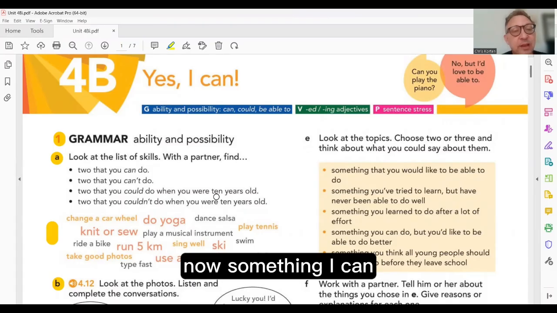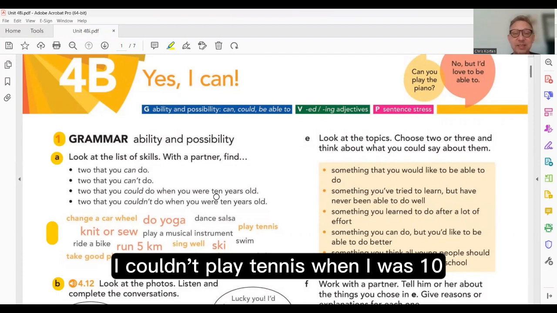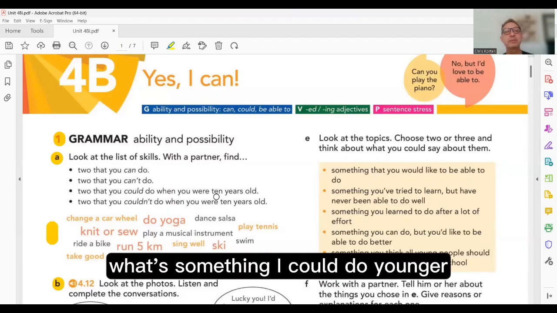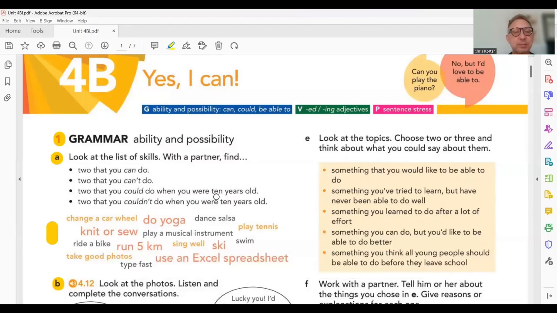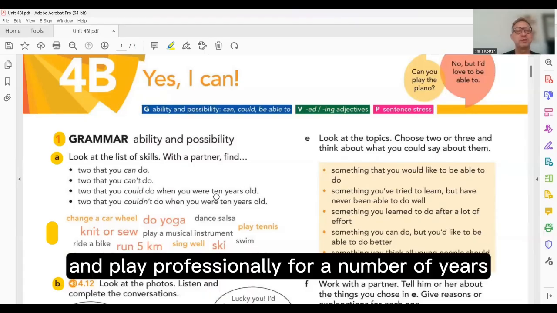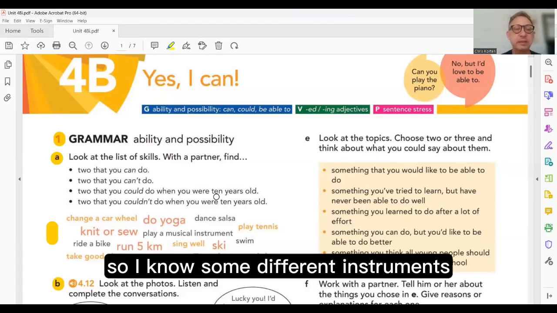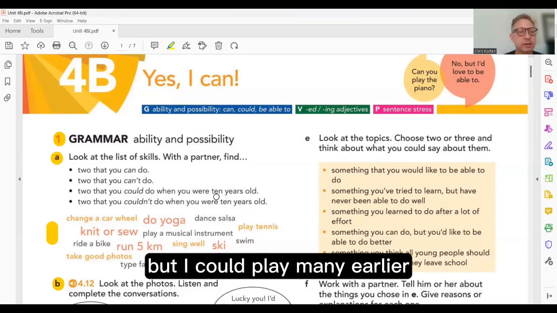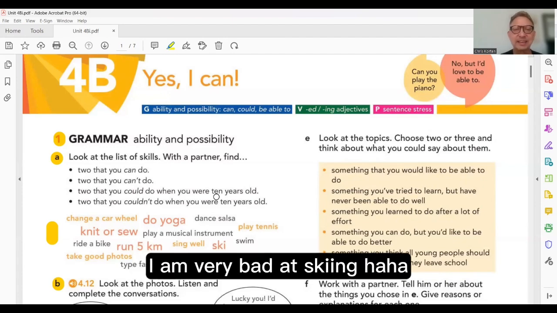Now, something I could do when I was 10. So I couldn't play tennis when I was 10. I can't really sew well now. What's something I could do younger? I could play musical instruments. I was a musician and played professionally for a number of years. And so I know a number, and I was actually a music teacher, so I know some different instruments. I can do those. I can play one now, but I could play many earlier. Most of these I can do. I am very bad at skiing.